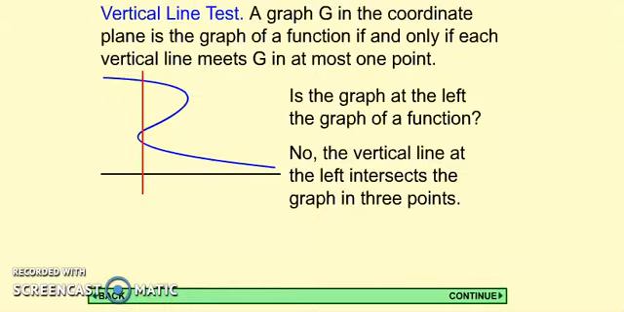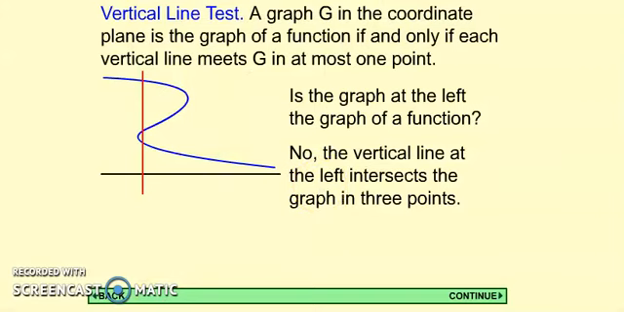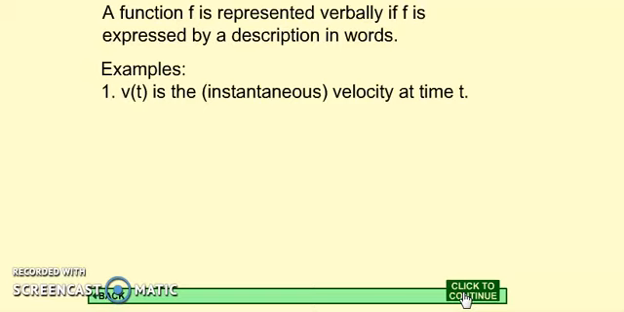Now the fourth type is verbal. How can we represent a function verbally? So for that, check this. A function f is represented verbally if f is expressed by a description in words, as I have explained before in the very first slide, that how can we represent a function f of x. We have already used the notation f of x, which shows that it is a function.